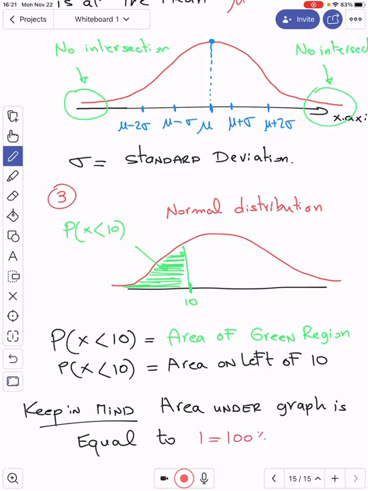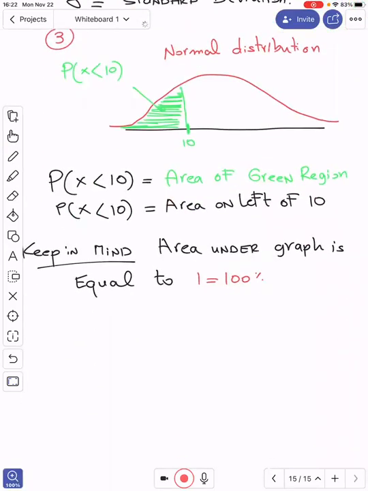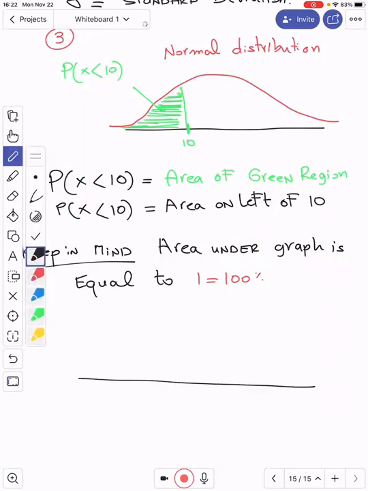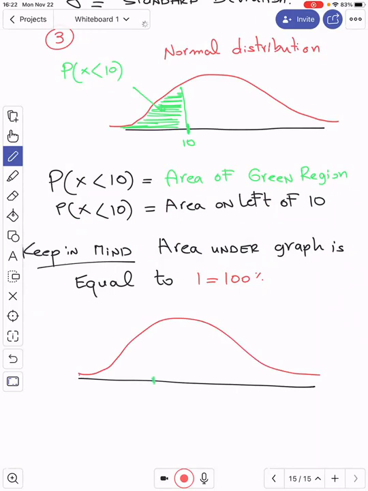So the area of this green region, which is the area on the left of 10, will be less than 1, because the total area is 1. So the area of the green region is going to be less than 1. That's why it's a probability, right? And in general, if you have two numbers, here's my normal distribution. Let's say we have two numbers, 5 and 10. Okay.